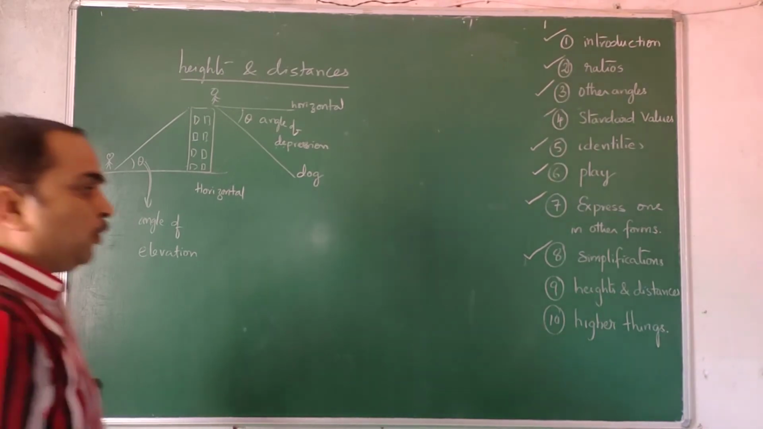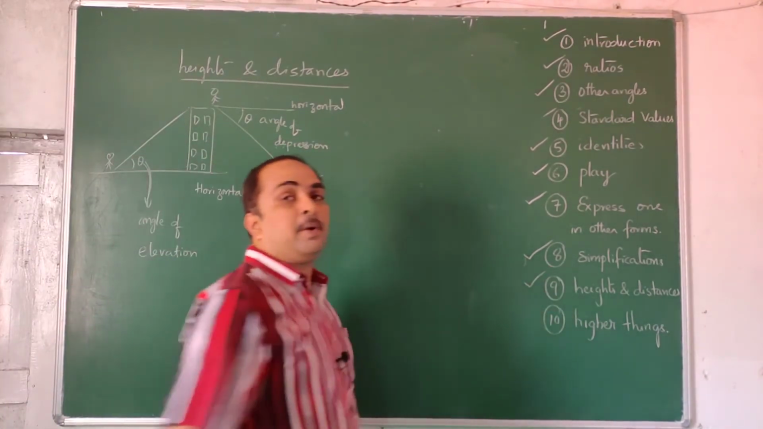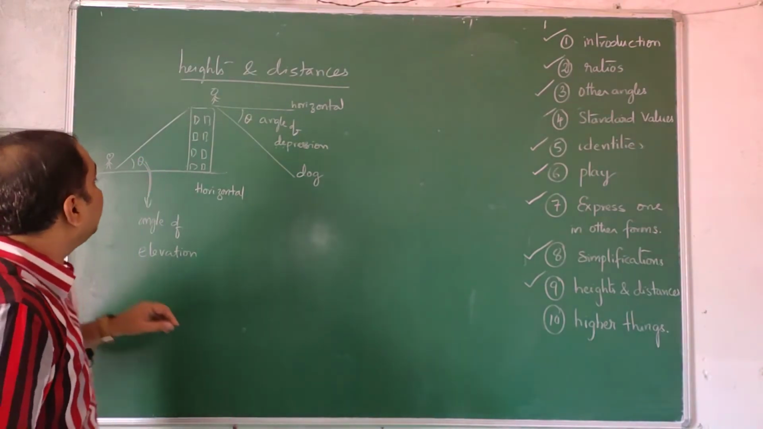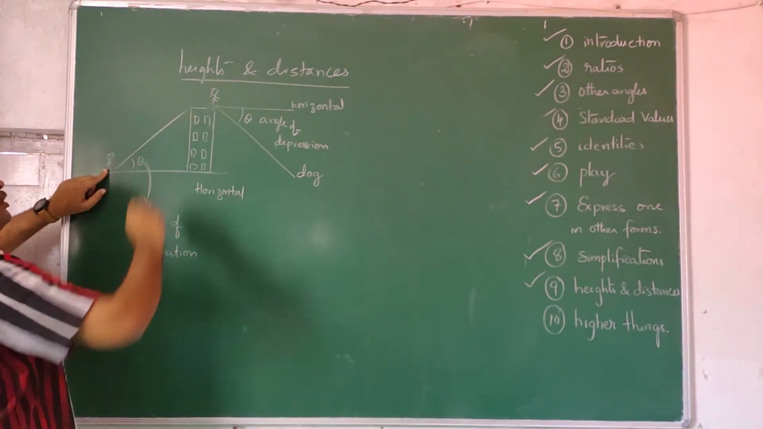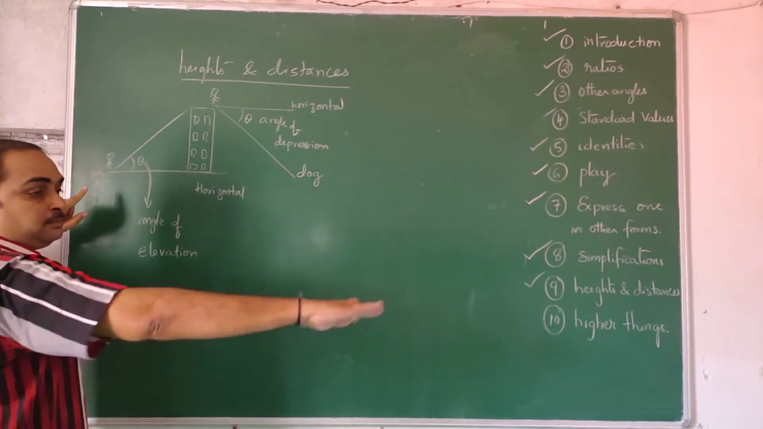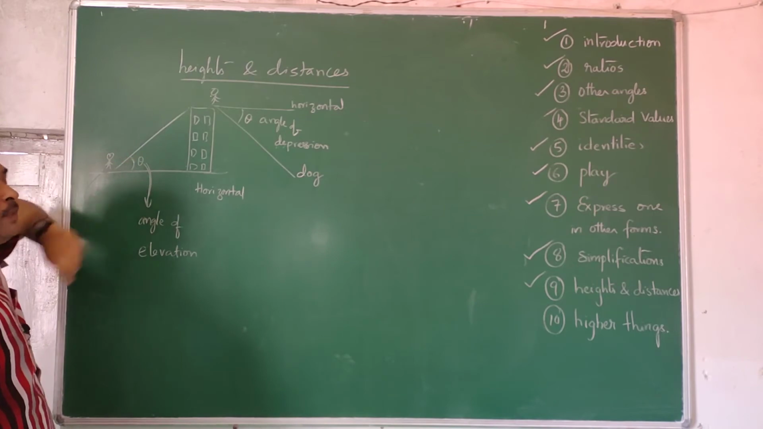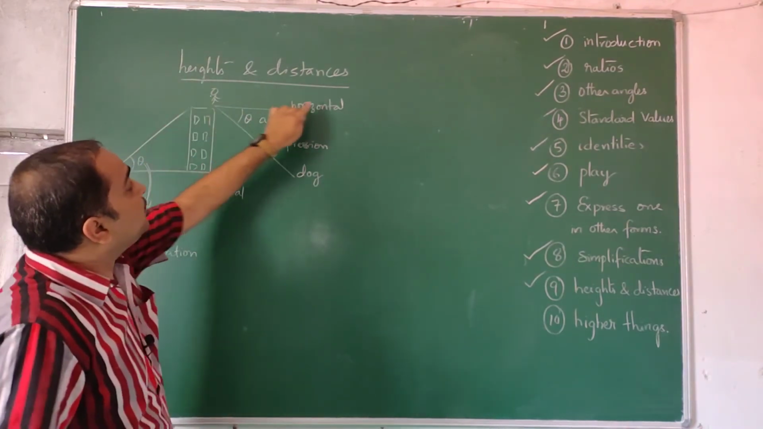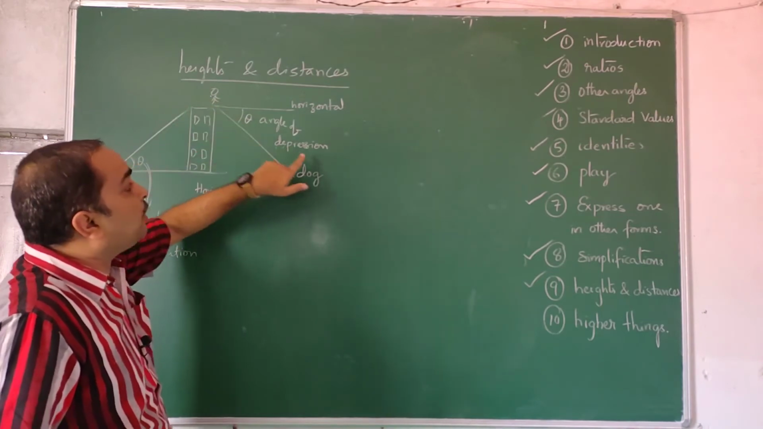So students, we are going now to heights and distances in trigonometry. The 2 basic things, nomenclature or terminology, are important. You are standing here and you are seeing your friend on the top of a building. This angle with respect to the horizontal is called the angle of elevation. Your friend is seeing some dog on the ground. This angle with respect to the horizontal downward is called the angle of depression.